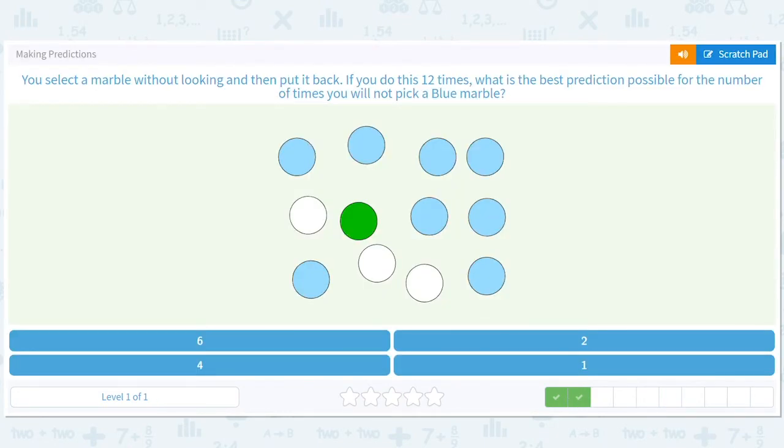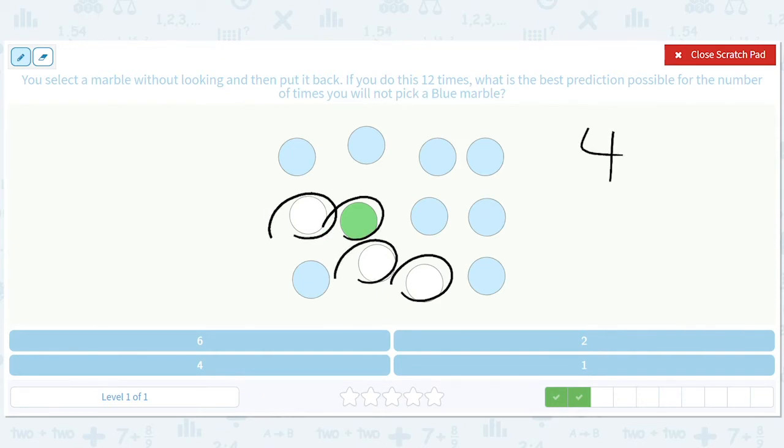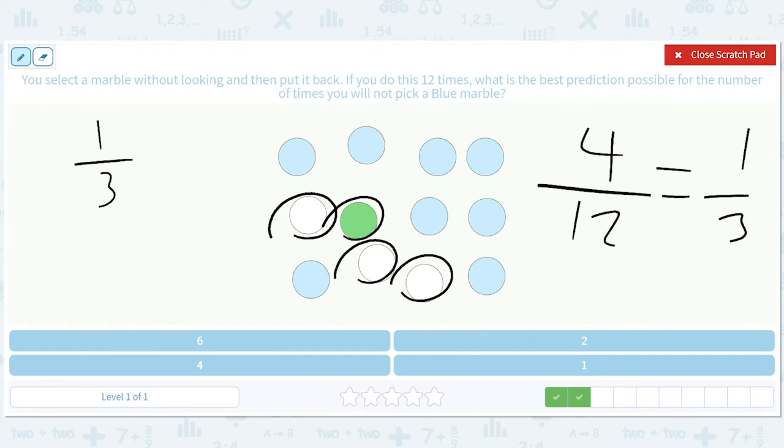You select a marble without looking and then put it back. If you do this 12 times, what is the best possible prediction for the number of times you will not pick a blue marble? Okay, so what's the number of times you will not pick a blue marble? 1, 2, 3, 4. There are 3 rows of 4, so 4 out of 12. So that's going to be 1/3. So each time you have a 1/3 chance. 1/3 times 12 is 4. It's 12 divided by 3. So 12 divided by 3 is 4.